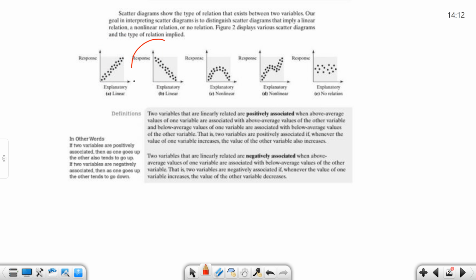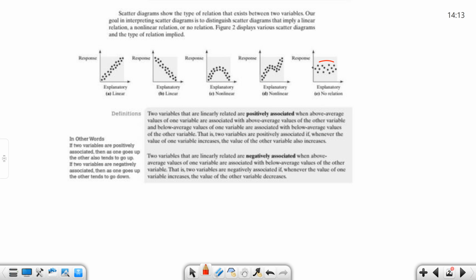Now let's look at the next one. This is also linear, but here, as one gets bigger, the other gets smaller. So it's a different kind of relationship, but it's still a line. It's still linear. This one follows a pattern, but it's not a line, so we call it nonlinear. It still has a relation; it's just not a linear relation. And this one again follows a curve. So it's not a straight line. It's nonlinear, but a relation does exist there.